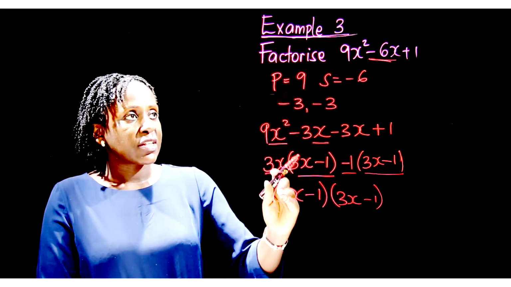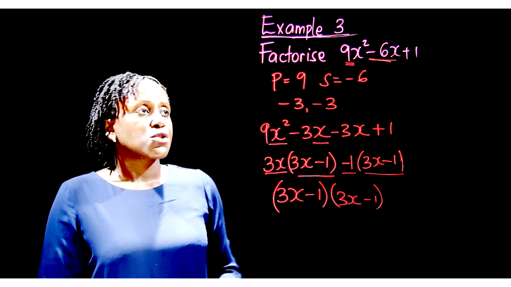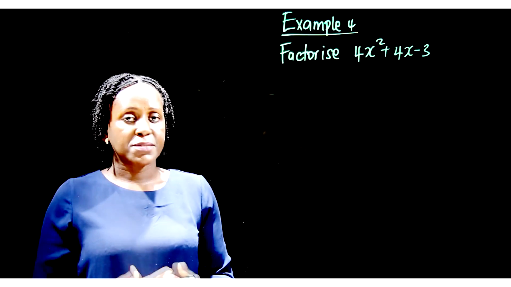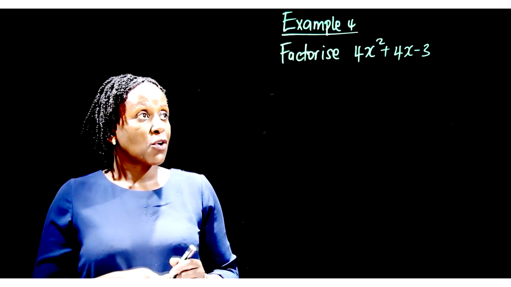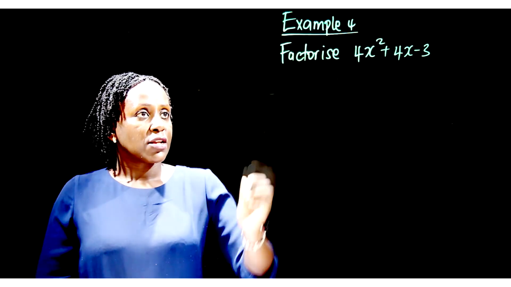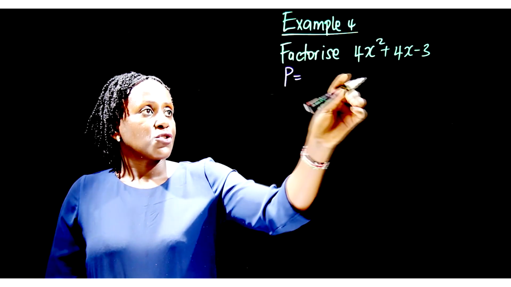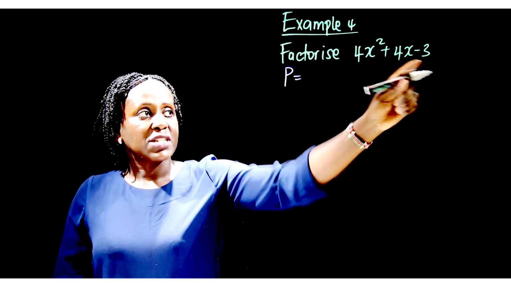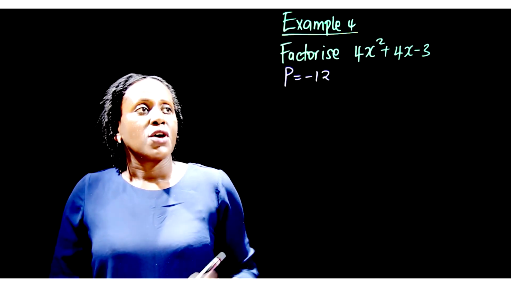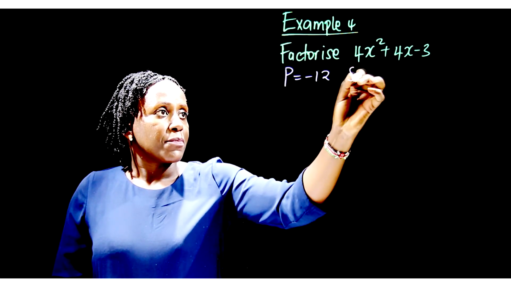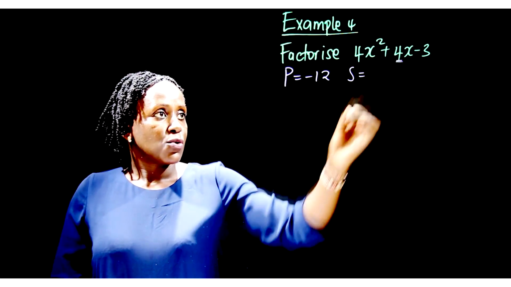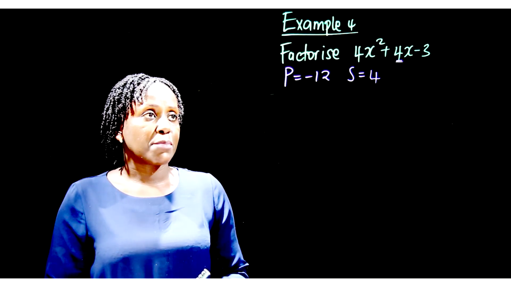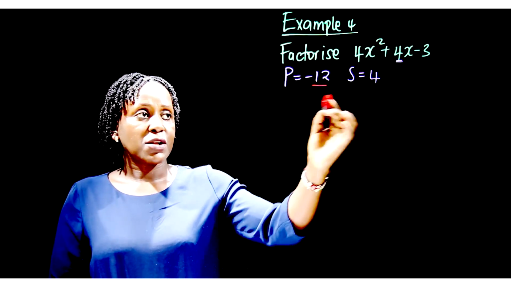Now to emphasize this concept of having a value before x squared, we're going to do one more example. Example 4, we're going to factorize the expression 4x squared plus 4x minus 3. So again, we start by getting the product. Since this is not 1, we are going to multiply 4 by negative 3. So 4 times negative 3 is negative 12. And then the sum will be the middle value, which is 4. So now we are looking for two numbers such that if we multiply them, we get negative 12, and if we add, we get 4.